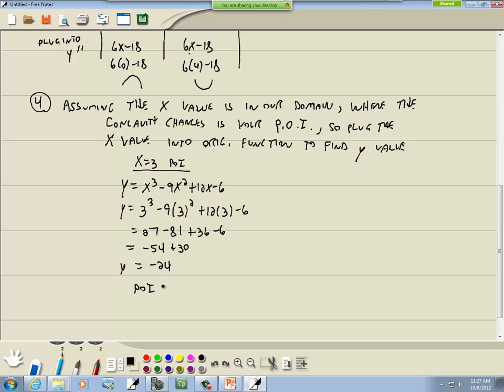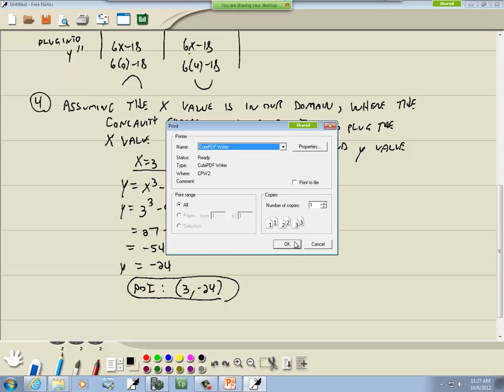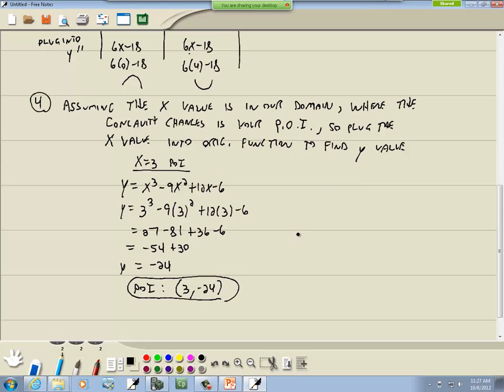So our point of inflection, and it's actually a point, so you have to find the y part, would be 3, negative 24. And that's how you find the points of inflection. Let me save that, and we'll look at another problem.